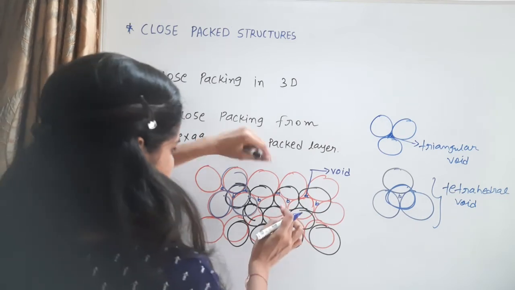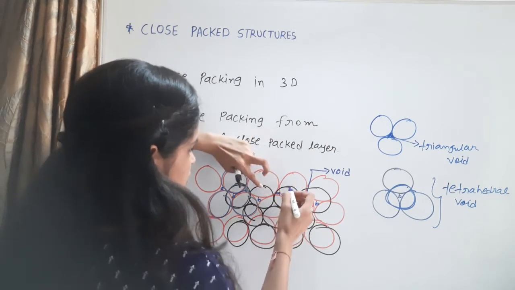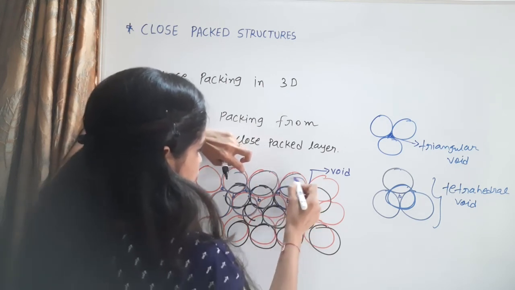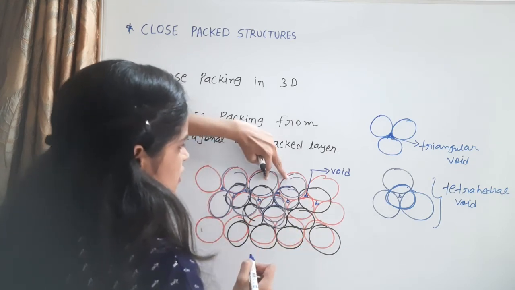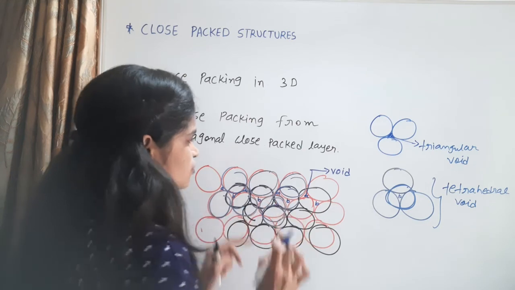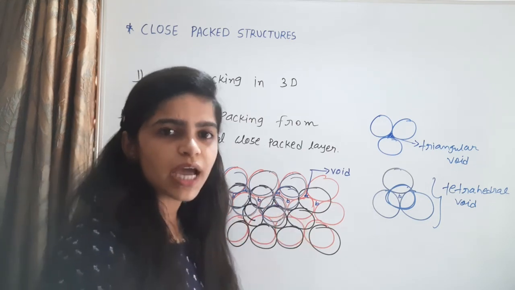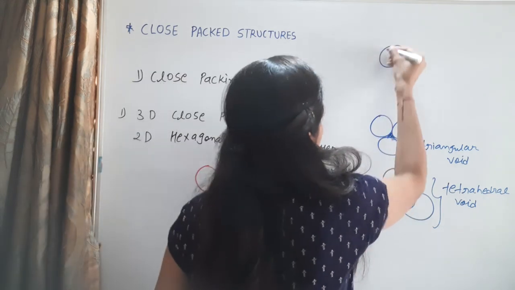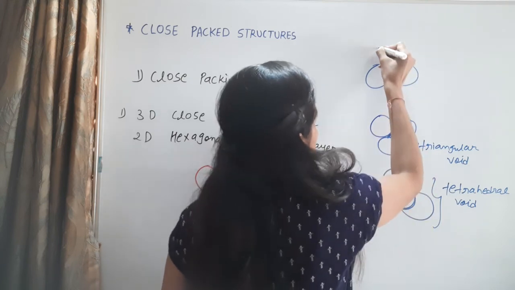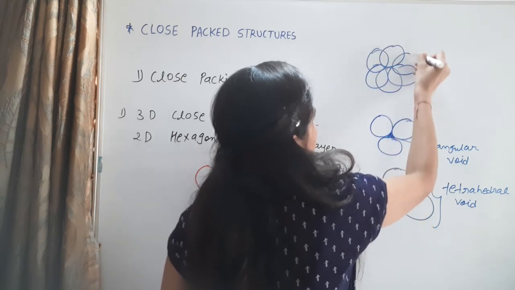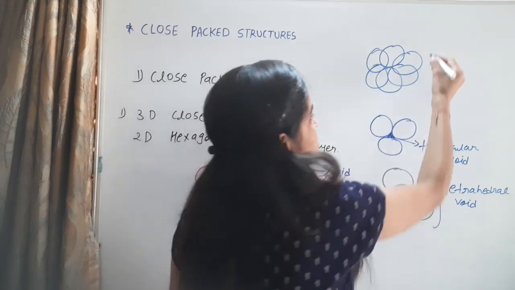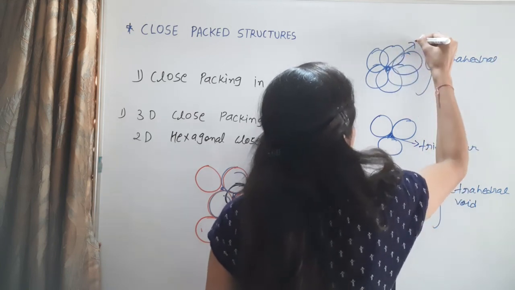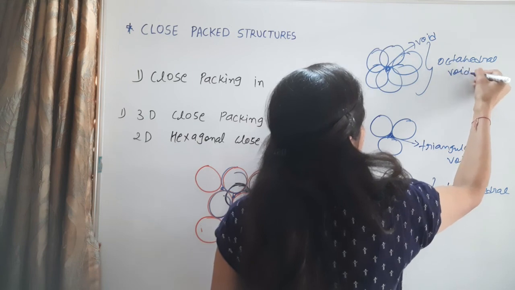Then next, 1, 2, 3. This is black 1, 2, 3 and red 1, 2, 3. So red 3 and black 3 make 6. 6 lobes means an octahedral void. This space is the octahedral void. Octahedral void: 1, 2 and 3, then 4, 5 and 6. 6 lobes present means octahedral, and this space is a void. This is the octahedral void.